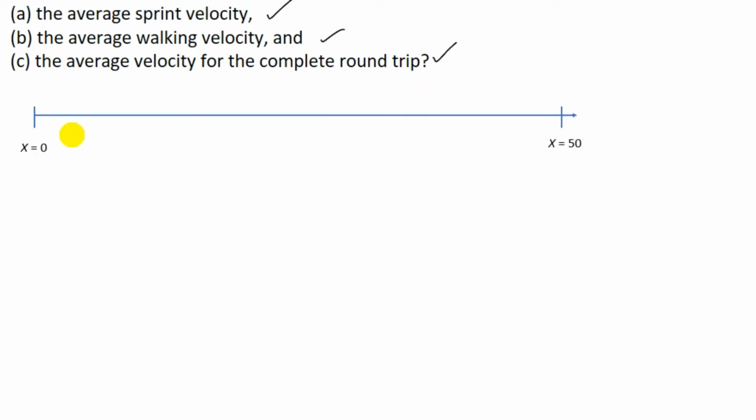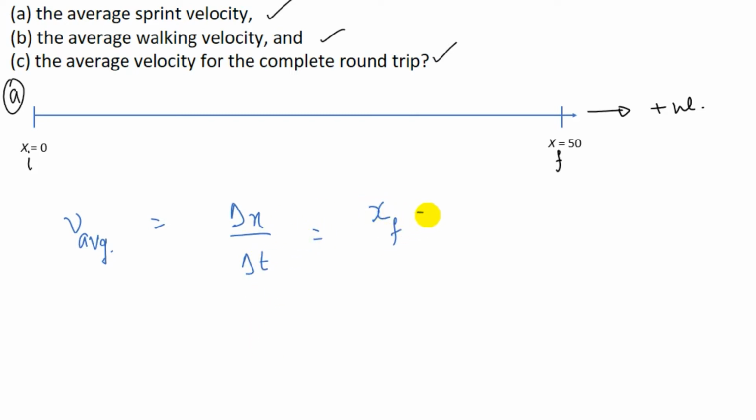First we're going to sketch this coordinate system, and for the A part, this is the initial position and this is the final position, and this direction we have taken to be positive. This is the sprint direction. Now we have to find the average sprint velocity. Average velocity, which we discussed earlier, is equal to delta x over delta t. This thing we have studied. Now delta x means xf minus xi, divided by delta t, which means tf minus ti.